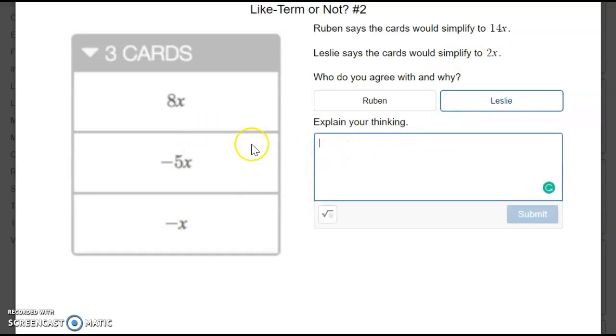Okay, and my explanation is since they are like terms, you can combine the coefficient. That's the numbers in front. So 8 minus 5 minus 1 is positive 2. So you are left with 2 of the x's. So the answer is 2x.